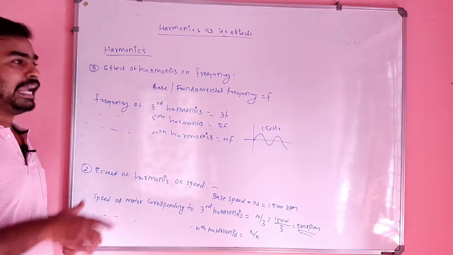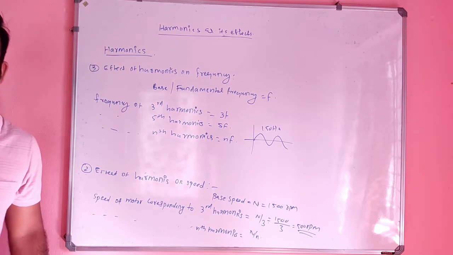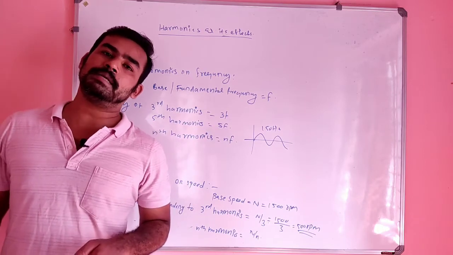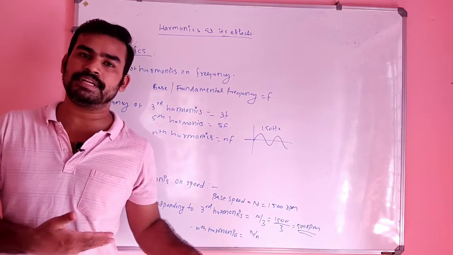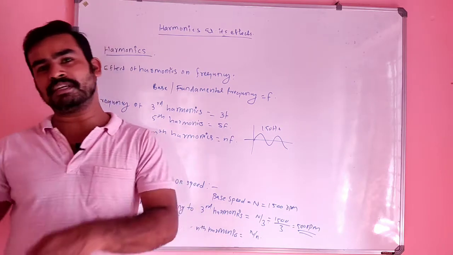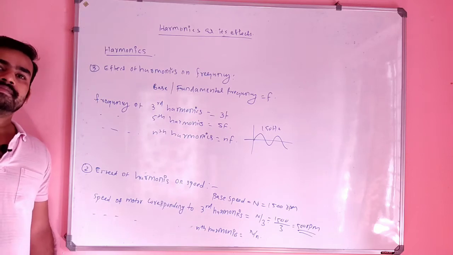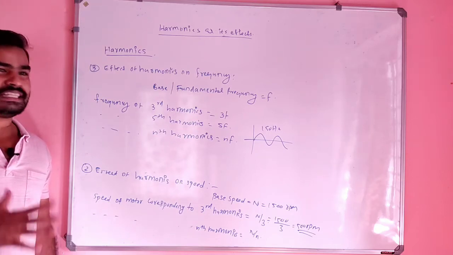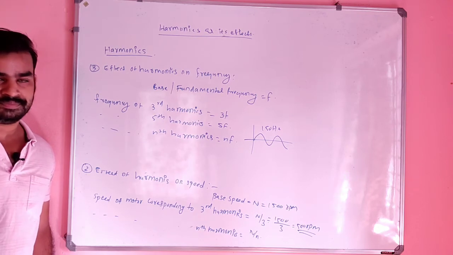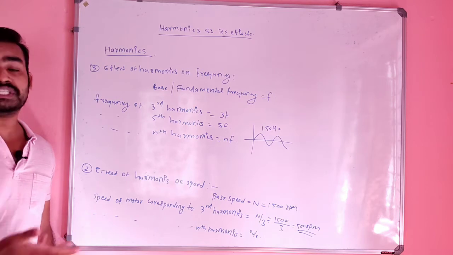That means along with the fundamental waveform, there are waves at 3 times the fundamental, 5 times, 7 times, 9 times, 11 times, etc. Clear? Among these, the 3rd, 5th and 7th are the most dangerous harmonics. We will discuss that in detail in machines and other subjects.